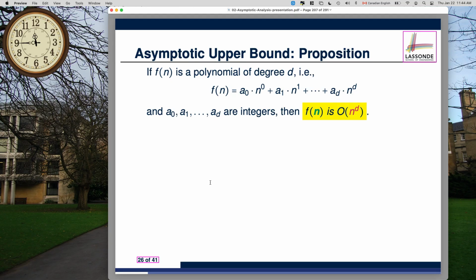Let's read it together, okay. Our goal is to prove that the running time function is a member of the big O family of reference function g of n, right? So now we say that if, this is an important assumption, be careful. If the running time function is a polynomial of degree d, a polynomial of degree d simply is n to the power of something.